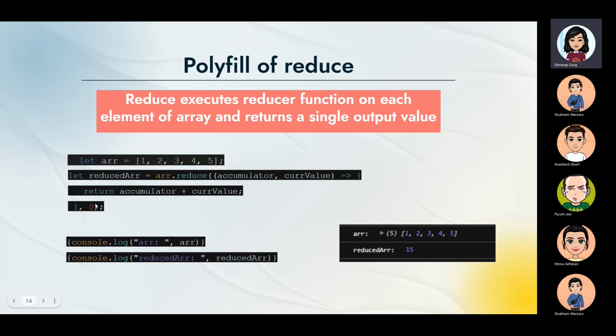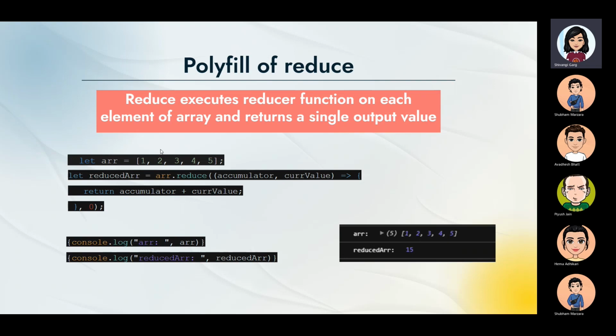So in this case, the initial value which we have passed here as 0 is optional. We can also skip that, and if we skip that, we will reduce one iteration. In that scenario, our accumulator will be 1 and our current value will be 2.